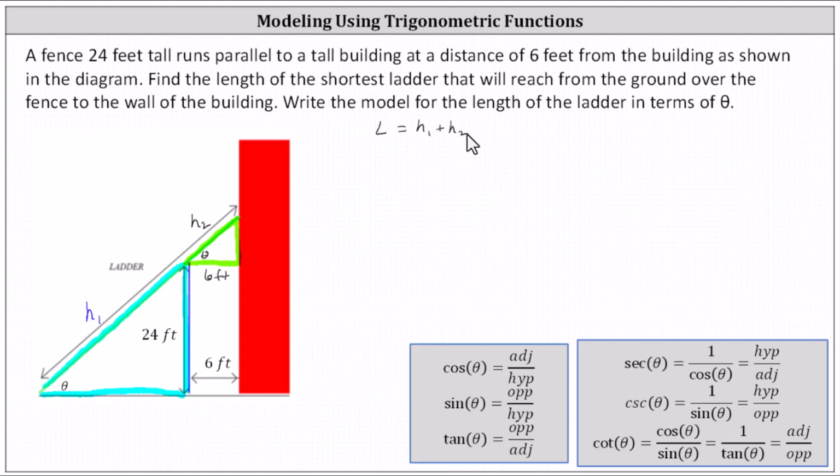And now focusing on the larger blue right triangle, in relation to angle theta, 24 is the opposite side, h sub 1 is the hypotenuse, and therefore sine theta equals 24 divided by h sub 1. And then looking at the smaller green right triangle, 6 is the adjacent side, h sub 2 is the hypotenuse, and therefore cosine theta equals 6 divided by h sub 2.